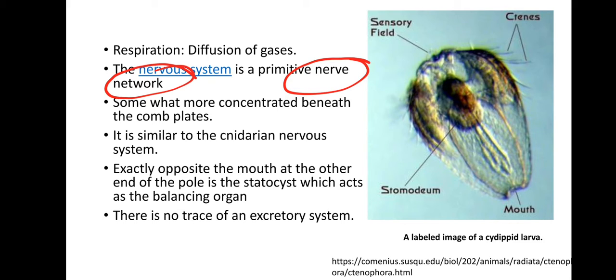And these nerve networks are more concentrated beneath the comb plates. There are 8 comb plates present in Ctenophora. Beneath these, they are much concentrated, because as we know, these comb plates are usually involved in locomotion. So sensing the surroundings and getting information is very important. Maybe that is the reason why they are concentrated more in those plate areas.